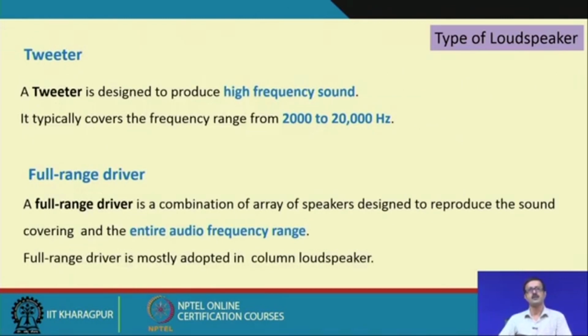And the final one is the tweeter, which is designed for high frequency sound, which goes from 200 to 2000 kilohertz. And full range is for the full audio range, all the sound levels from the mid to high and also the low frequency sound.